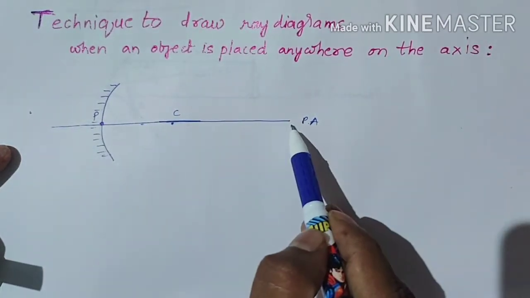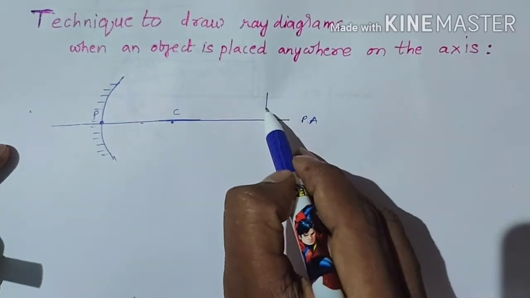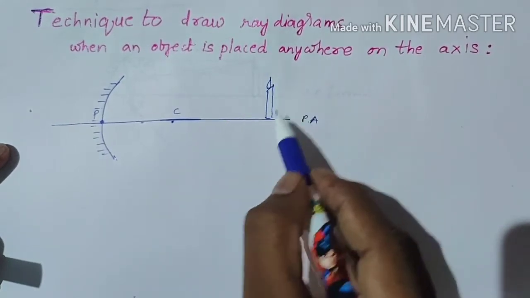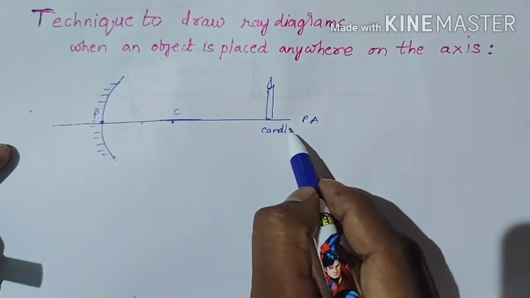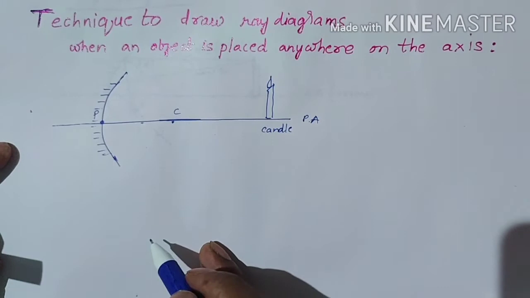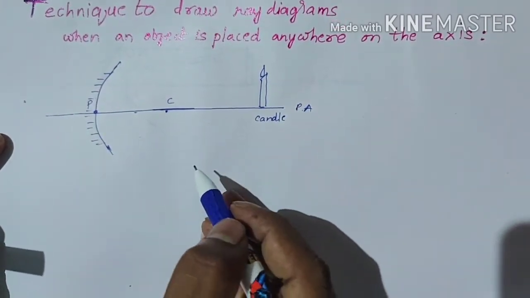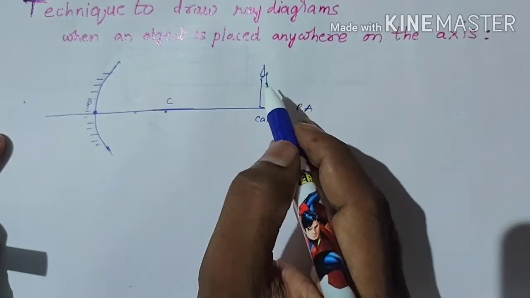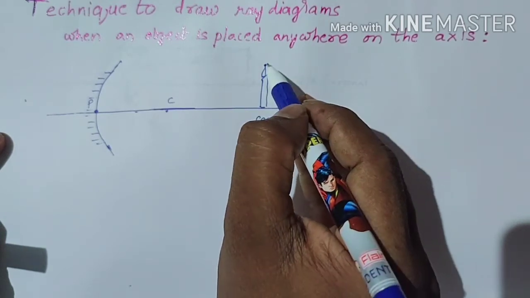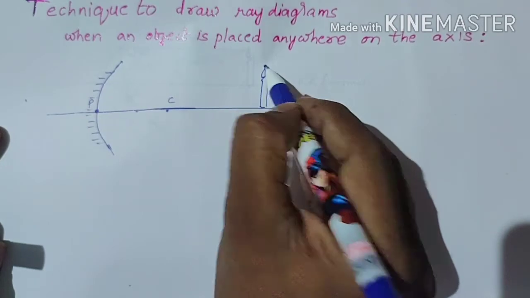This is the axis, principal axis. So now I am placing an object on the principal axis. So what is the object here? I have taken a candle as an object. To draw ray diagrams, at least two rays are required from the same point on the object. So here I am taking this point. From this point we should take at least two rays.